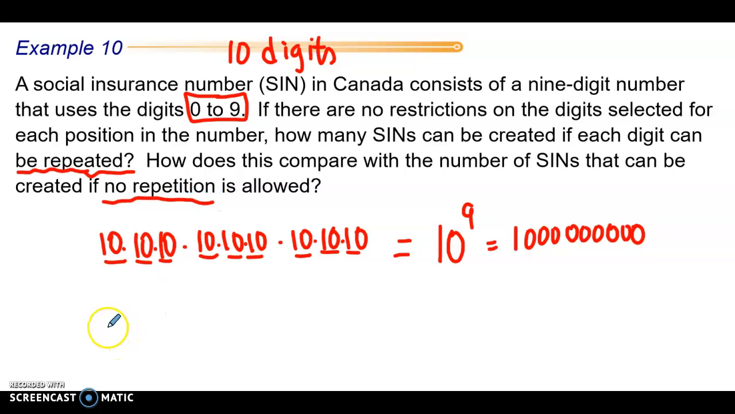So let's take a look at the number of ways if no repetition of digits. Again, 9 positions. We need 1 digit here, so there are 10 digits to choose from, but in this case, we cannot repeat digits. The number used in this first position cannot be used in the next position, so there are 9 remaining digits we can choose from to place in the second one. And the same reasoning continues down the line.